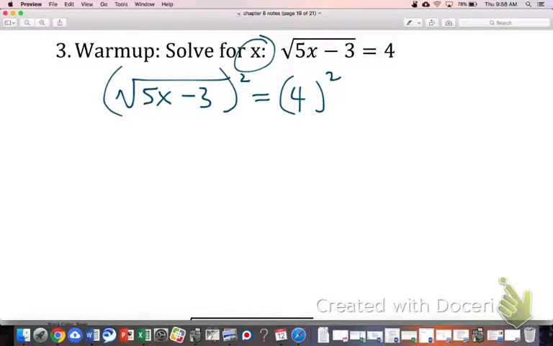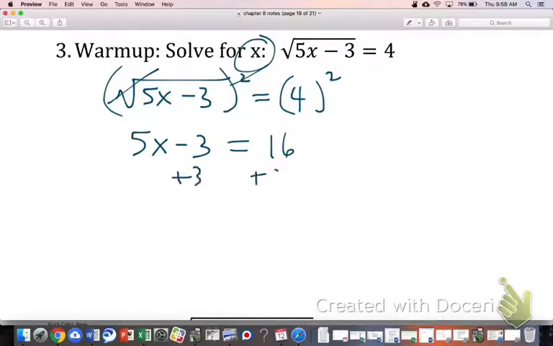On the left side, I kind of like this notation. The radical cancels with the squared. They cancel each other out, leaving me with simply 5x minus 3. And 4 squared is 16. To finish this off, I'm going to use the regular equation solving methods that we learned back in, like September, October, something like that. Am I going to get rid of the 5 first or the negative 3 first? And how do I get rid of the negative 3? Got to add 3. Yep.